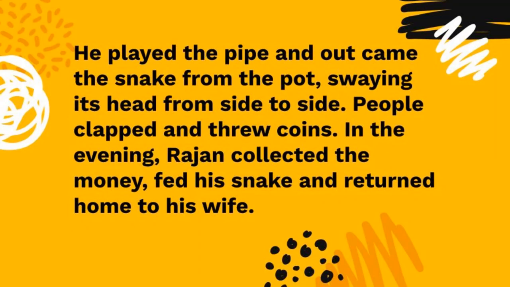He played the pipe, and out came the snake from the pot, swaying its head from side to side. People clapped and threw coins. In the evening, Rajan collected the money, fed his snake, and returned home to his wife.